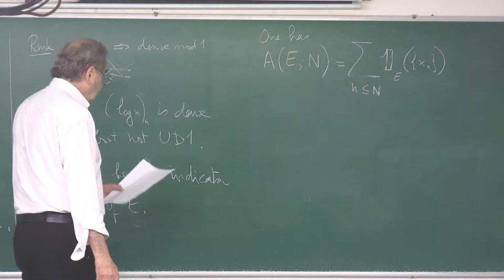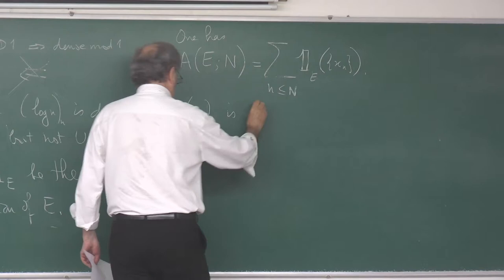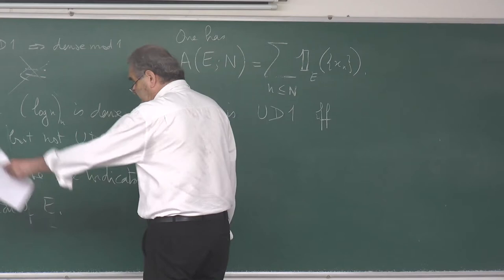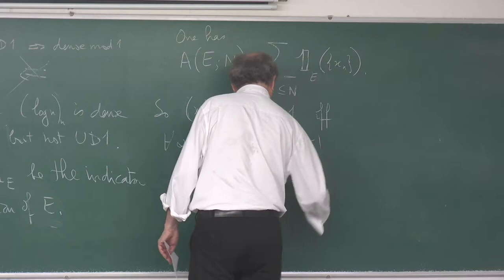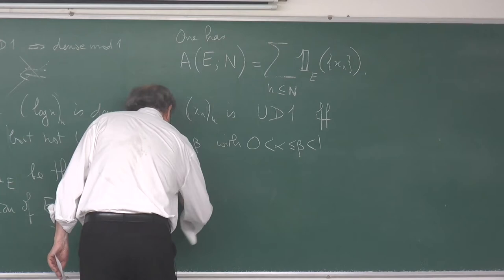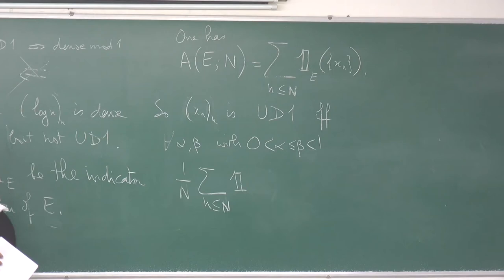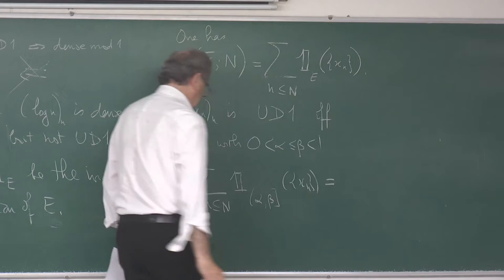And so x_n is uniformly distributed mod 1 if and only if, for any alpha, beta with 0 less than alpha less or equal than beta less than 1, we have 1 over N, the summation n up to N of the indicator where your set is the interval alpha beta, of x_n, is equal to beta minus alpha.